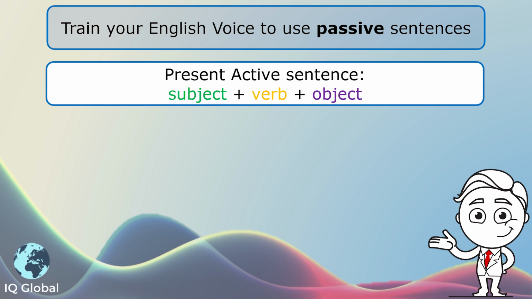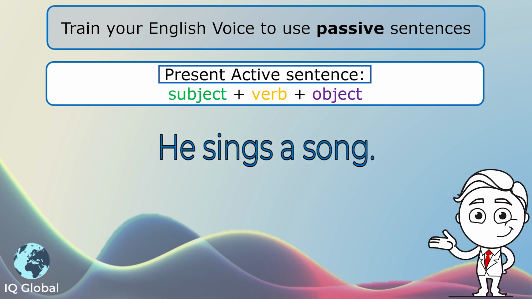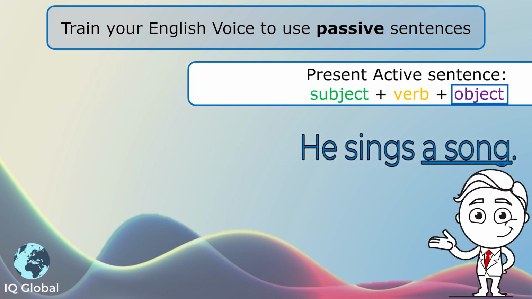Here we have a present active sentence. He sings a song. So we have the subject, the verb, and then the object.